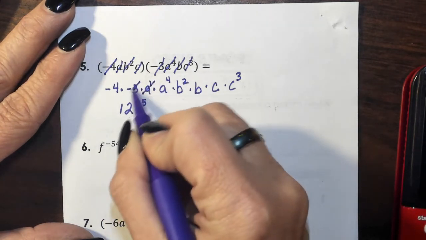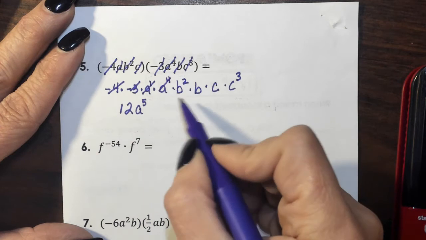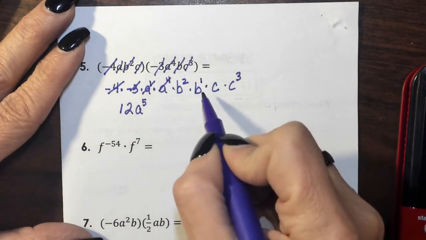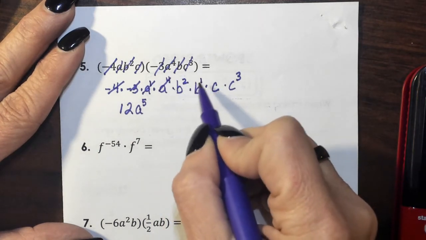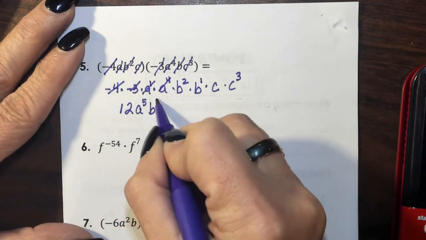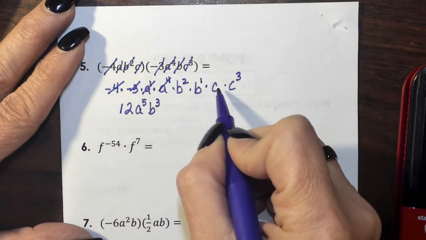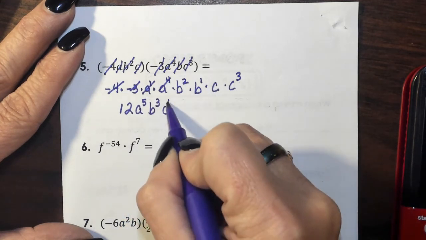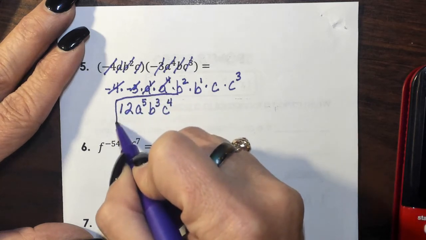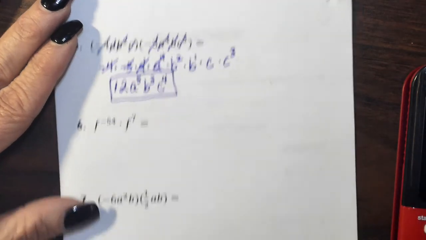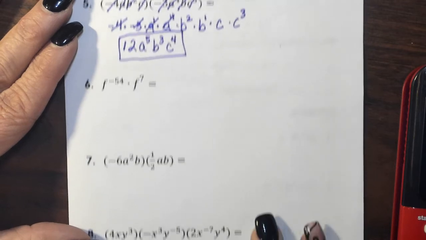I'm gonna mark these off. There's too much going on. If there's no exponent, remember it's a 1. 2 b's here and 1 here give me 3 b's. 1 c and 3 c's give me a total of 4 c's. Bam! I am done. All right. Remember, you can go back and watch that again.